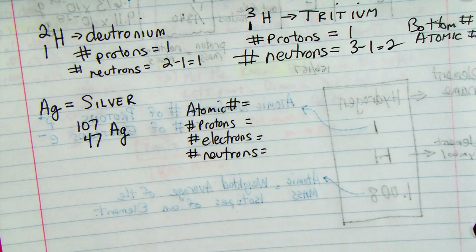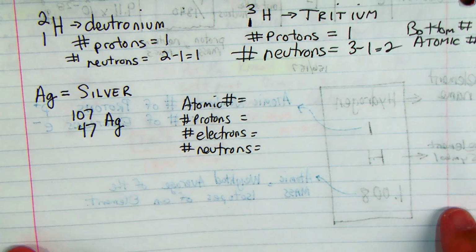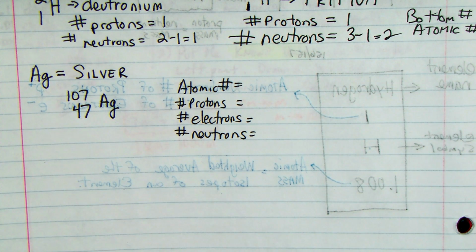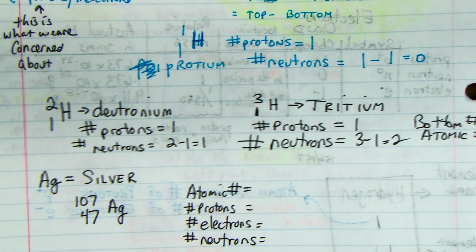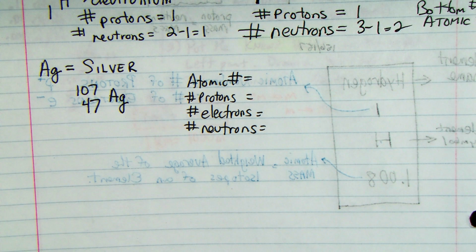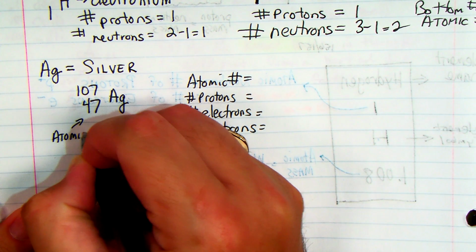So you need to be able to look at this and say to yourself, all right, well, I need to be able to pick out the atomic number right off the bat. So what would be the atomic number? 47. Because remember, the bottom number here, that guy is your atomic number. So that guy's a 47.